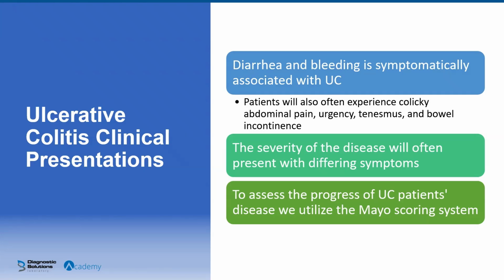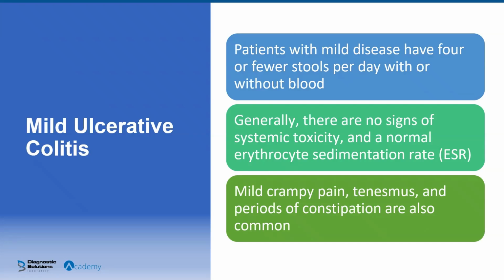When we are looking to assess a UC patient's disease, in the literature and also in clinic, we'll utilize a Mayo scoring system. Patients with mild disease will have 4 or fewer bowel movements per day, and they may or may not have blood. Generally, there's no risk of systemic toxicity. They have a normal sed rate or inflammatory markers, and if they have pain, it's generally mild, crampy pain, and they may also have periods of constipation in between the diarrhea.